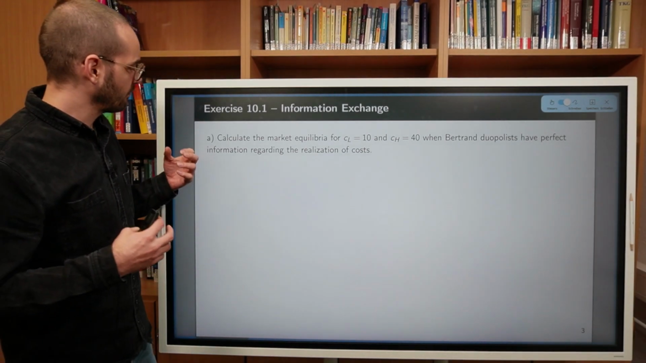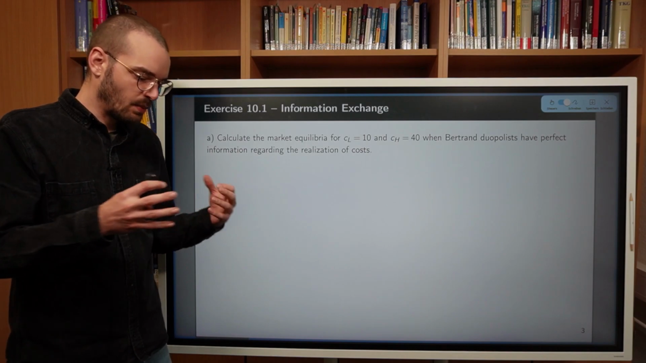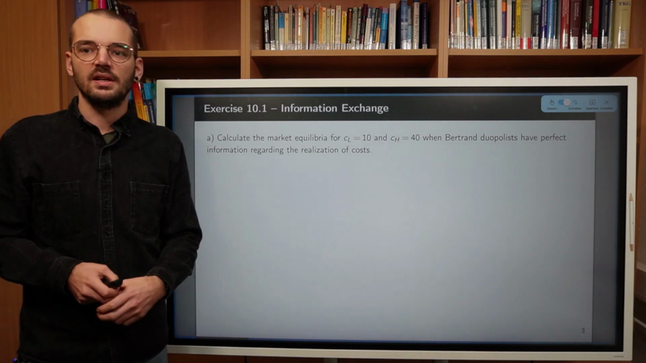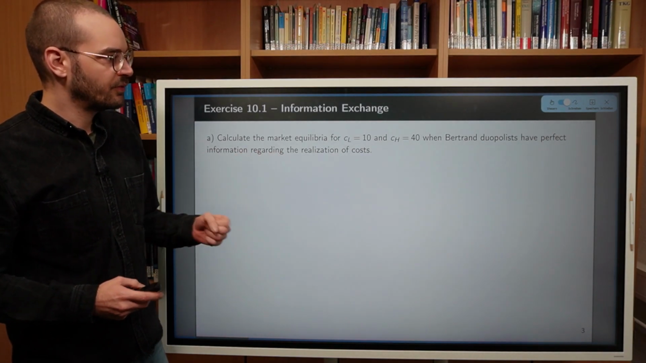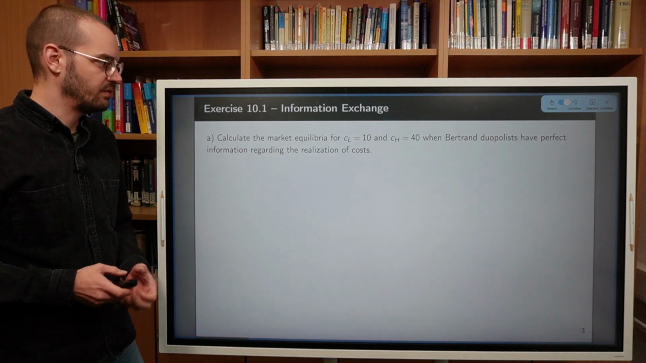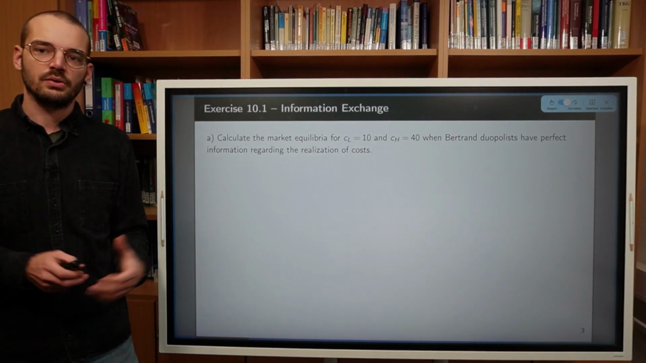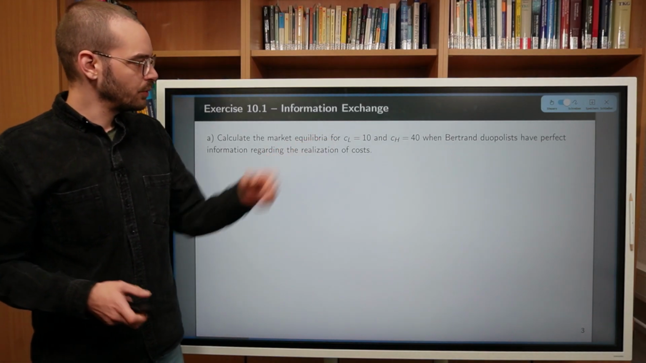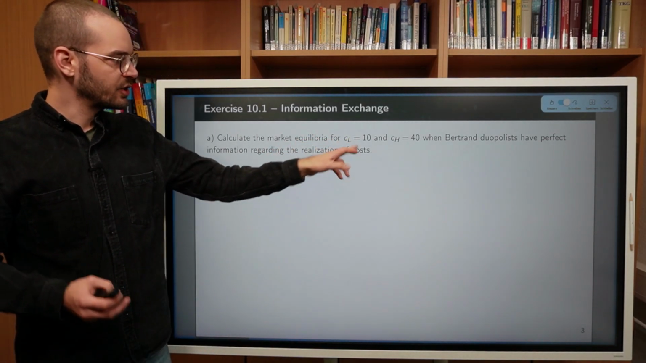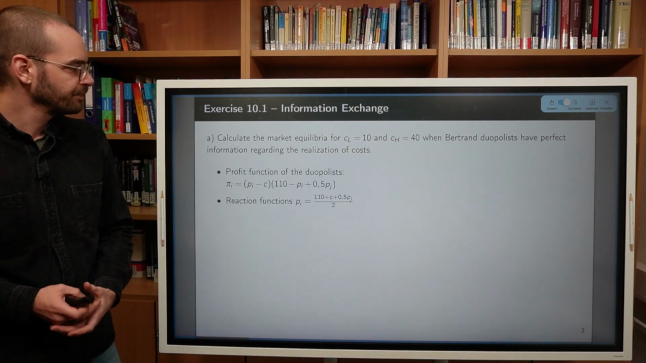Alright, so for a second we now drop the assumption of uncertainty and instead consider a benchmark situation where both firms actually have perfect information regarding the realization of costs. Still, we are going to consider two versions, two worlds of this model. In one version, firms have low marginal costs, and in the other, firms have high marginal costs.